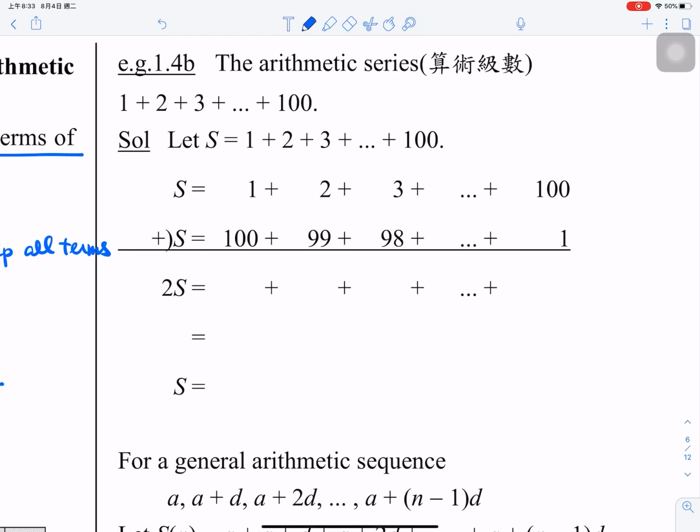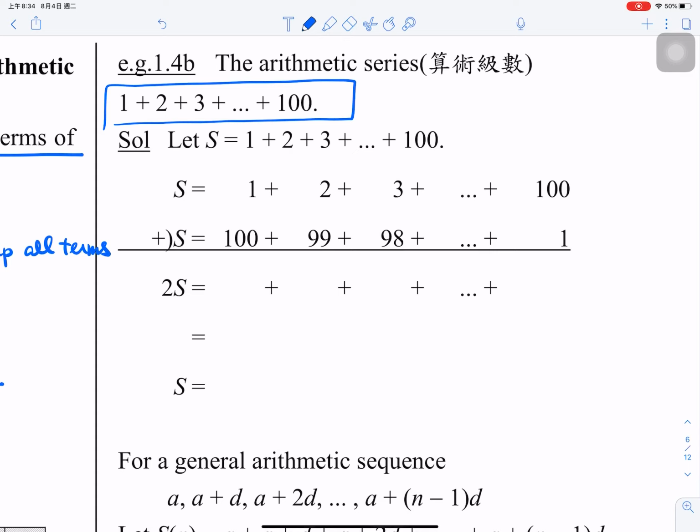1.4b, the arithmetic series. 1 plus 2 plus 3 plus ... and then plus 100. That means from 1 add up to 100. This one you know is an arithmetic sequence: 1, 2, 3 up to 100. And now you need to find the arithmetic series.